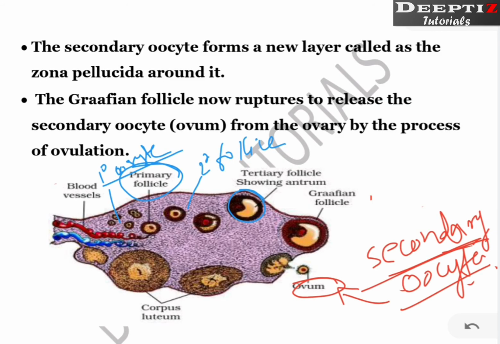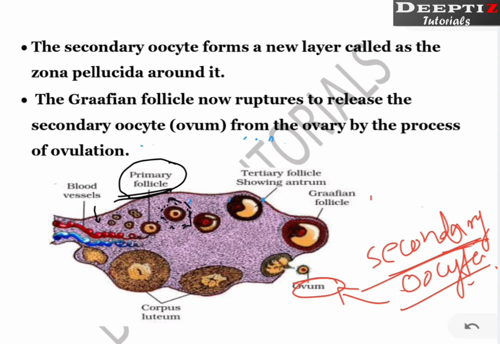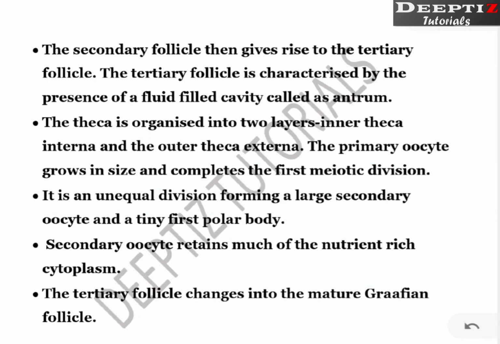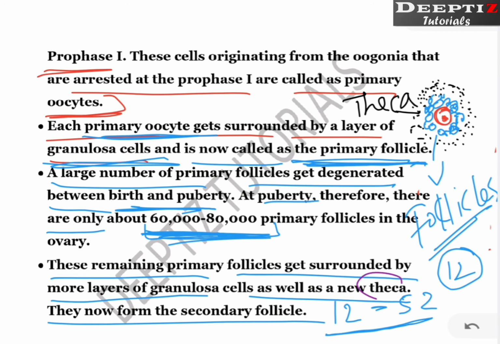So if you look at this diagram, you have to understand here, right? There was the oogonium, then the primary oocyte was there. Then when granulosa cells or follicular cells surrounded it, we call it a primary follicle. Now around the primary follicle, what happens? A new layer of theca gets added, more layers of cells are added, then we call it a secondary follicle, right? Different stages we are talking about. So as it is written, there will be new theca which is added. Now these become a secondary follicle.